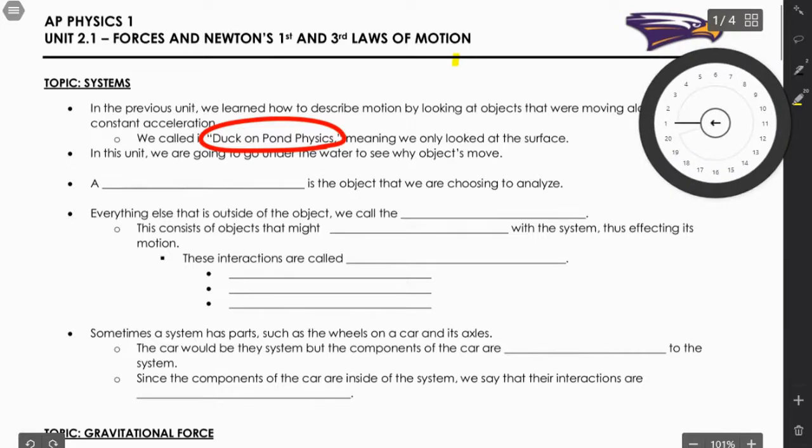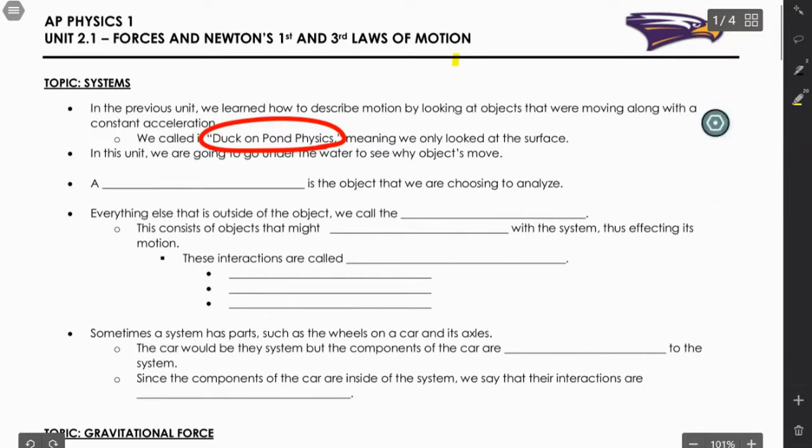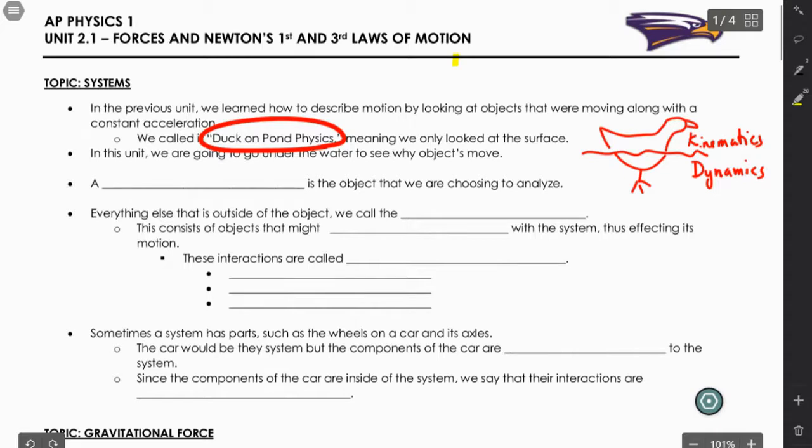So we just call that simply duck-on-pond physics. To now we're going to start going underneath the water. So now we're going to start seeing that duck. So what is he doing below the water line? So here's our water line. Here's our duck. And before we talked about how we're just going to kind of focus up here for kinematics. But now we're going to go underneath the water and we're going to find that dynamic area. So now we're going to watch that duck's feet go all over the place. We're going to watch him kick sea life, we're going to watch him kick the plant life. So now we're going to dive into that water.